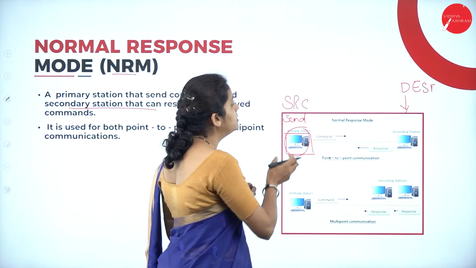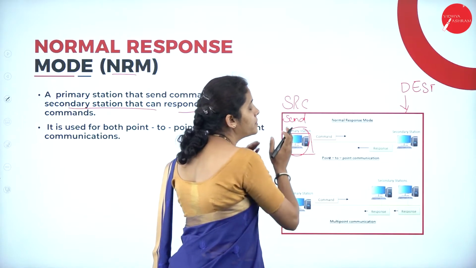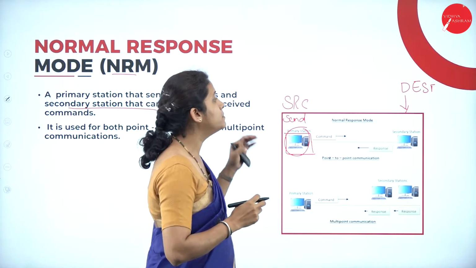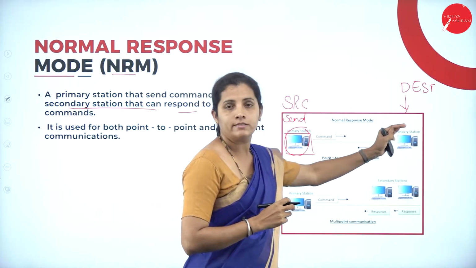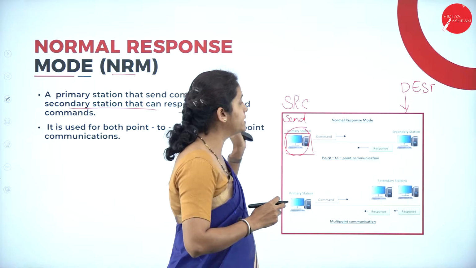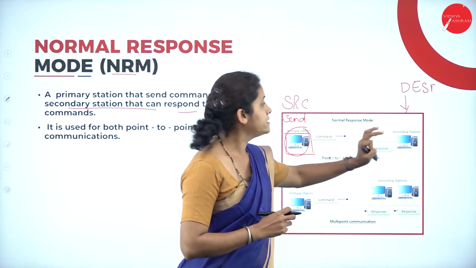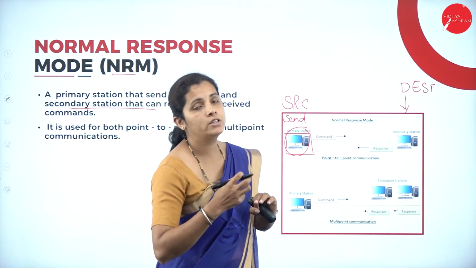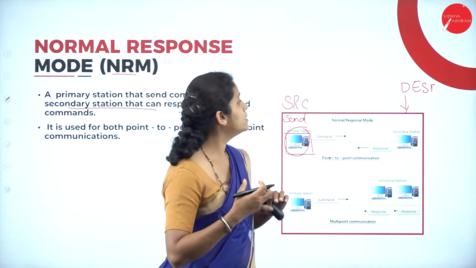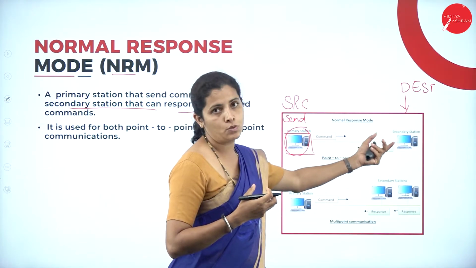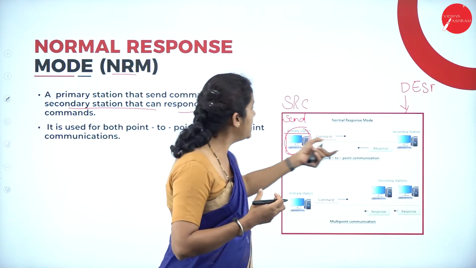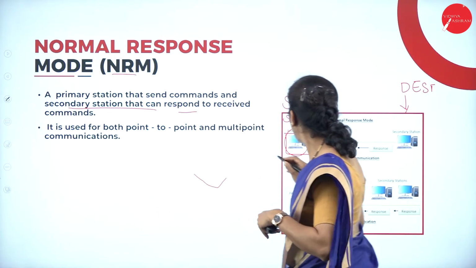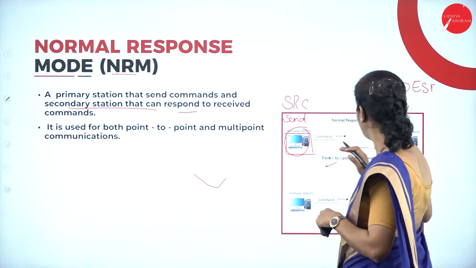For example, consider the primary station. The primary station wants to access some data from the secondary station. So it is going to send the command to the secondary station. The secondary station is going to respond to the command, and it is going to send the reply to the primary station. So this is all about point to point communication.